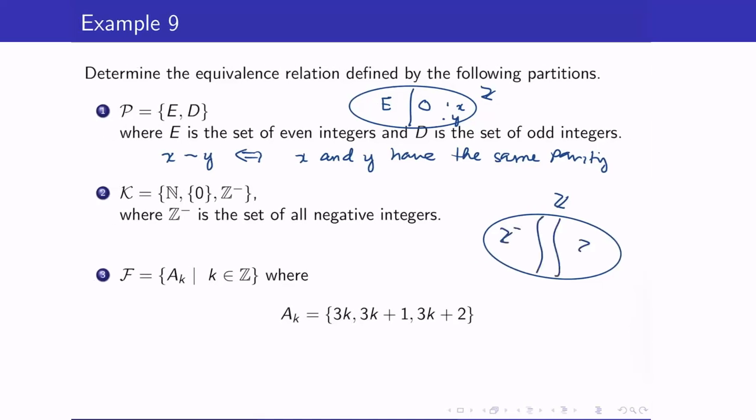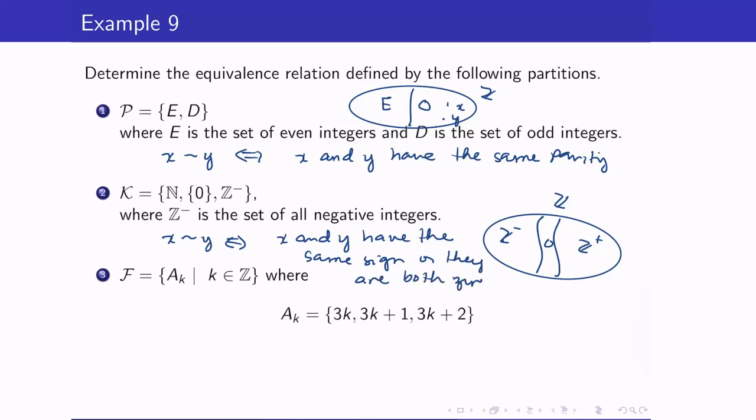For the next one, we have already seen this earlier. The set of negative integers, the set of all positive integers or the set of natural numbers, and the set containing zero. What will be the relation here? Let's look at it again. They will be related if and only if they belong in the same set. So this means they are both negative or they are both positive or they are both equal to zero. So X and Y have the same sign, or they are both zero. And lastly, we have here X is related to Y if and only if, what are the partitions here? The sets in the partition, they are elements of A_K for some K.